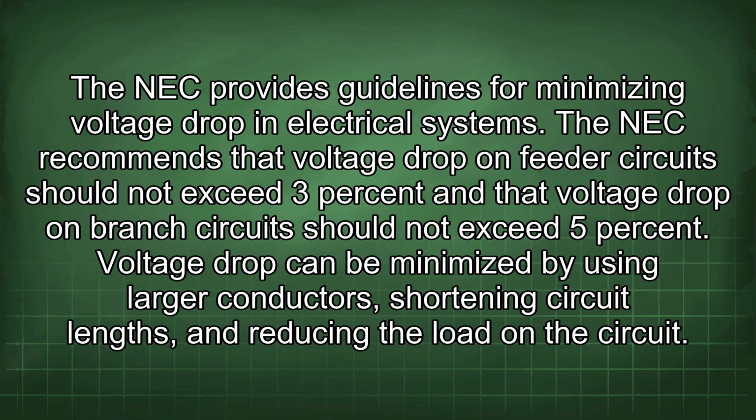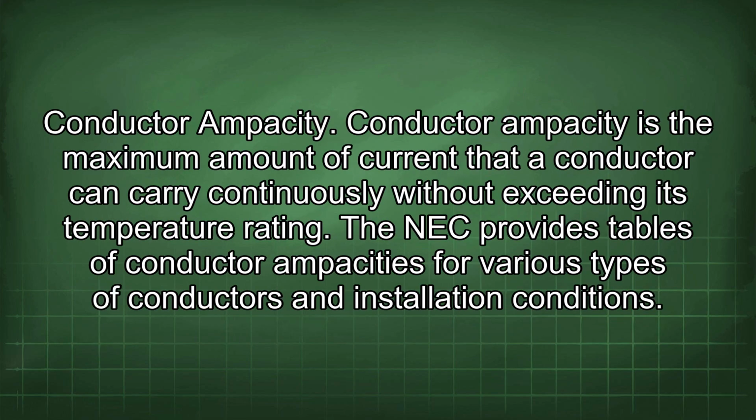The NEC provides guidelines for minimizing voltage drop in electrical systems. The NEC recommends that voltage drop on feeder circuits should not exceed 3% and that voltage drop on branch circuits should not exceed 5%. Voltage drop can be minimized by using larger conductors, shortening circuit lengths, and reducing the load on the circuit.